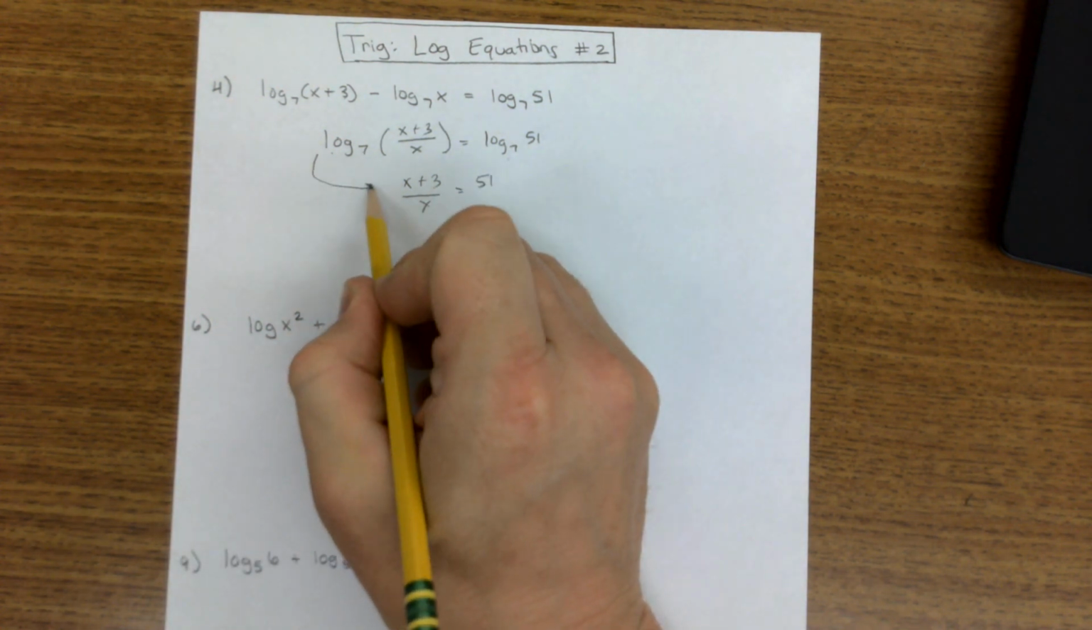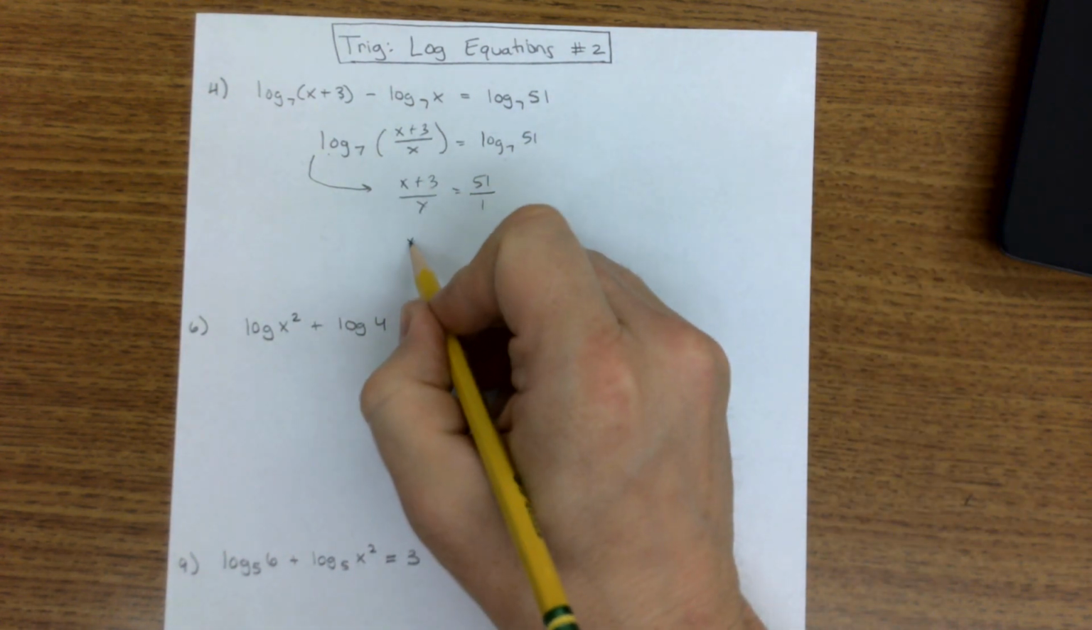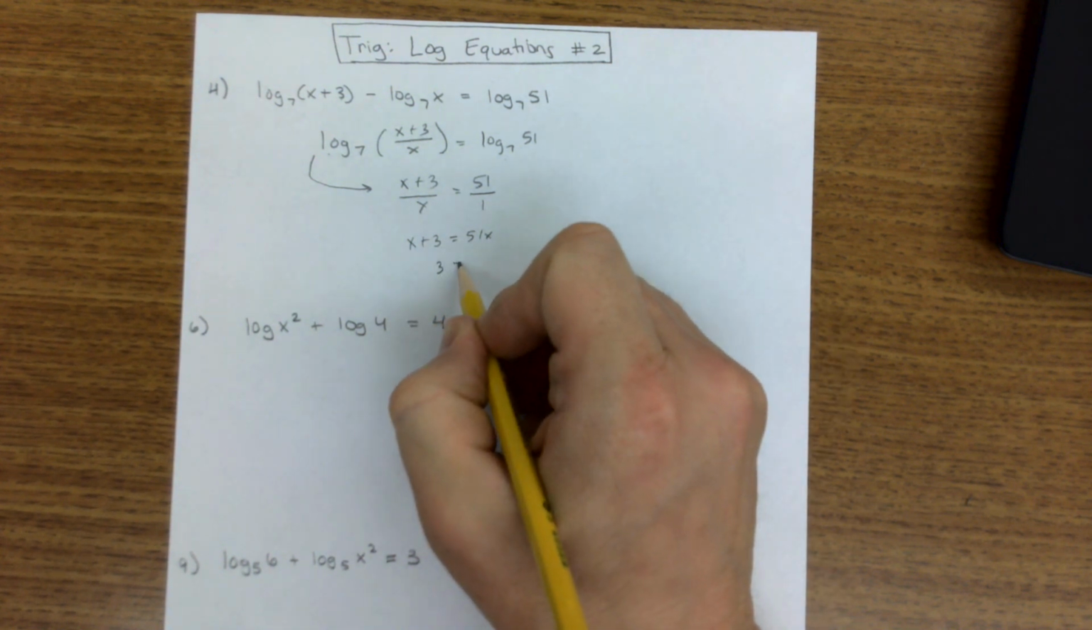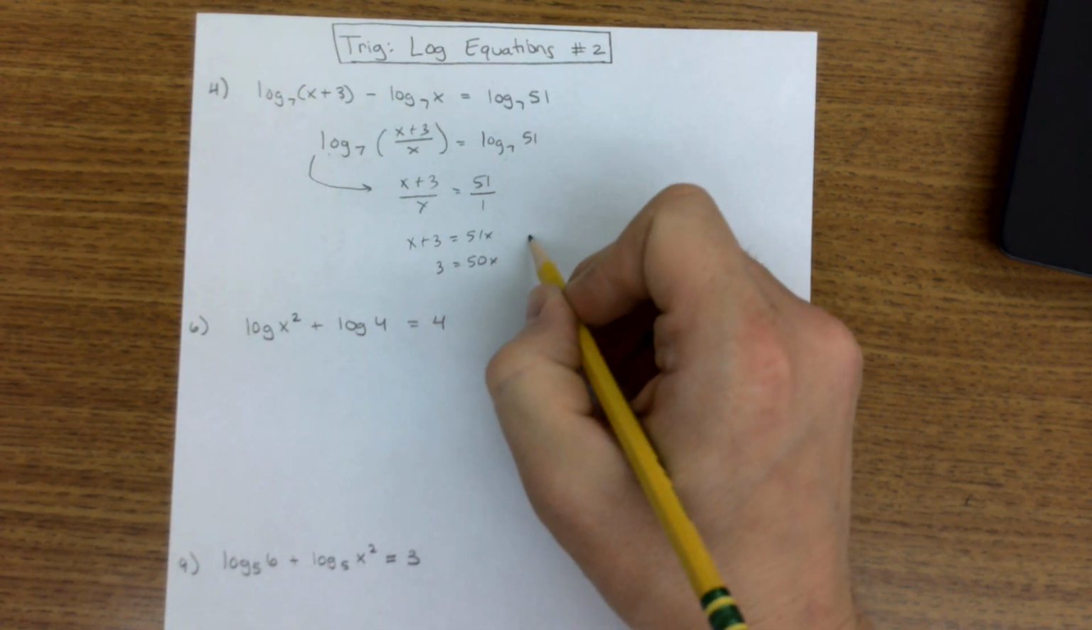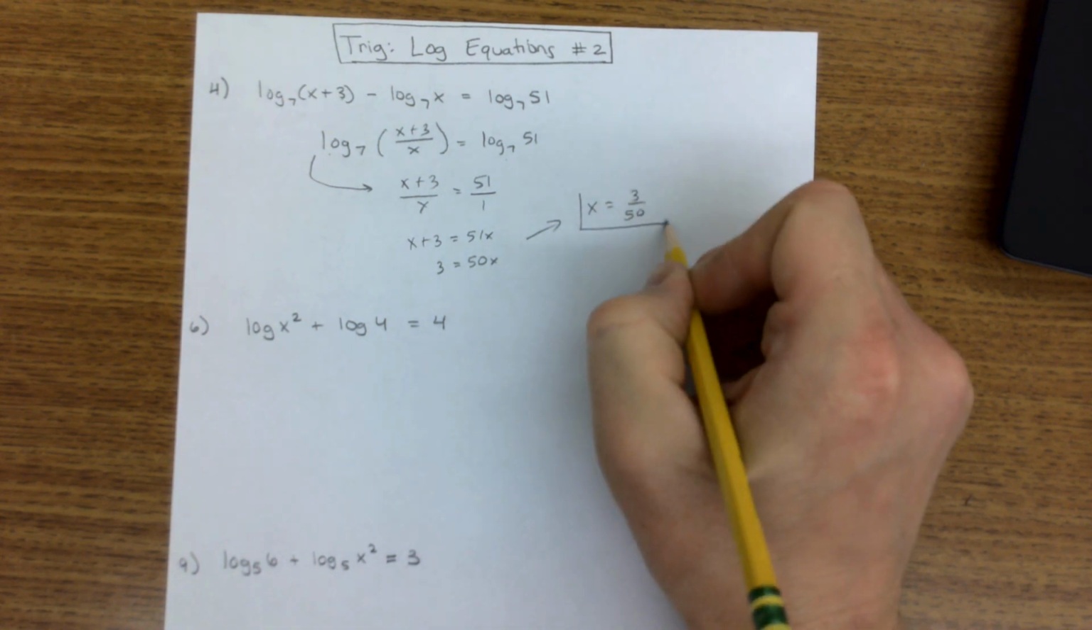I've switched from the world of logs to the world of exponents. It's easy to do. Cross multiply and divide. x plus 3 is 51x. What is that? 3 is equal to 50x, and x is equal to 3/50ths.